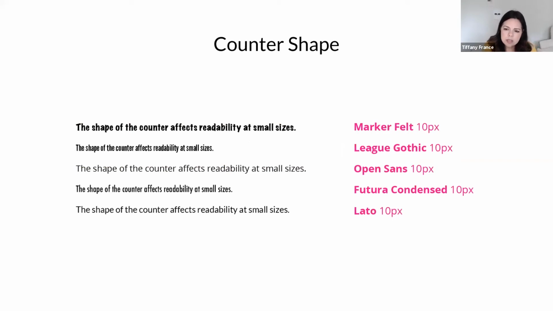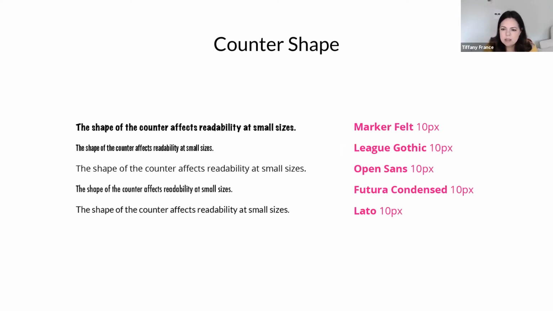So as we shrink text, or as we become more expressive in our typography, the shape of the counter can get squashed. So if you see in the first example, this is Marker Felt. The shape of the A is getting squashed as we shrink down the size. And you can imagine if we make this font even smaller, that A could collapse completely, which makes it really hard to read that letter form.